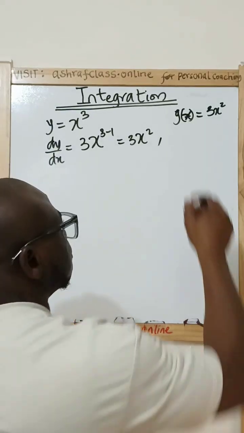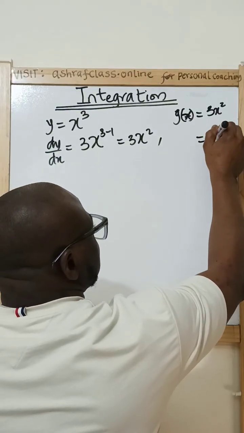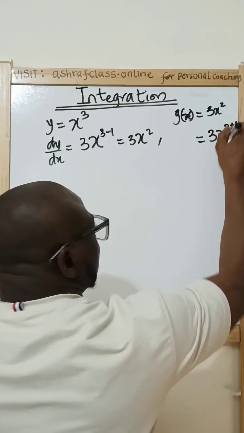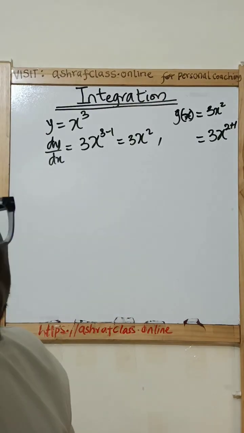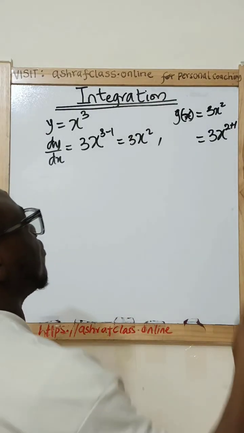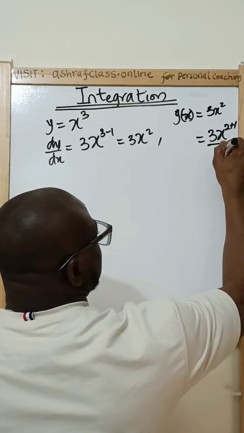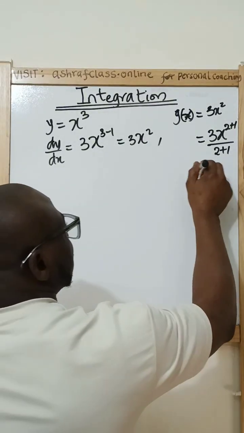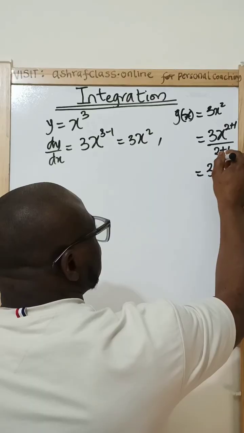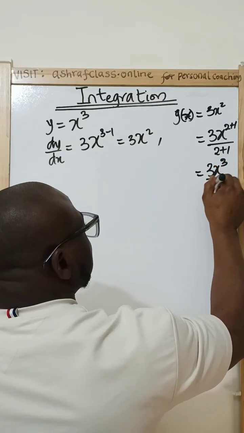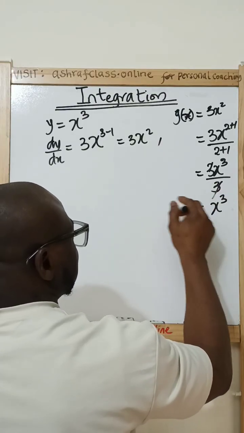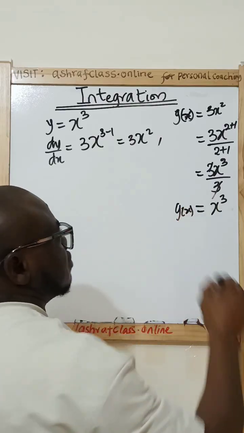The first thing we'll do is add 1 to the power. That will be 3x to the power 2 plus 1. Then we also divide by that new power, 2 plus 1. So at that point, this is going to be 3x raised to power 3 all over 3. And this 3 cancels this 3, that will be x raised to power 3. So g of x is this.